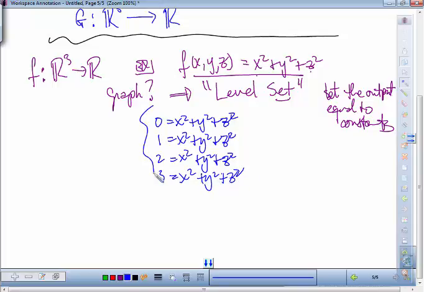I think we had the same setup last time, except I didn't have a z squared, just x squared plus y squared. And so here we have concentric spheres, spheres within spheres, that would hope to describe this four-dimensional object from a three-dimensional point of view. So the level sets would be concentric spheres. And you can attempt to draw this.